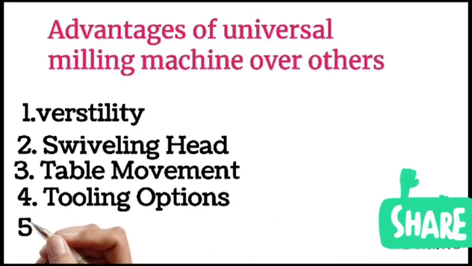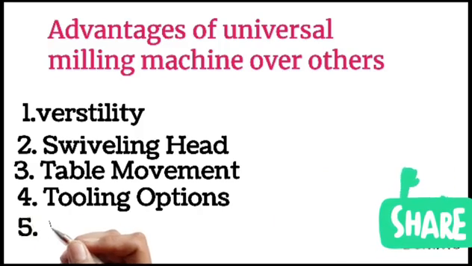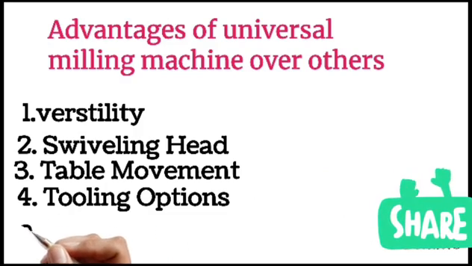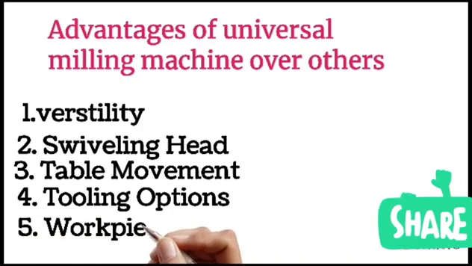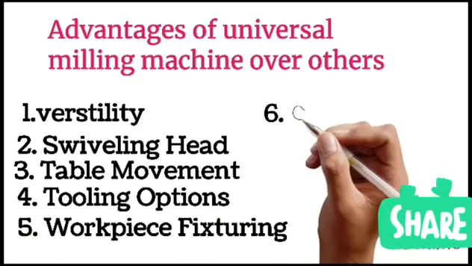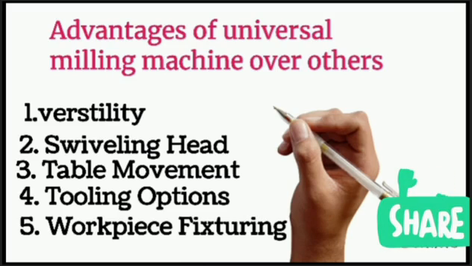4. Tooling options. Universal milling machines can accommodate a wide range of cutting tools, including end mills, face mills, and more. This tooling flexibility is essential for various machining operations. 5. Workpiece fixturing. These machines often come with adjustable workpiece fixturing options, making it easier to secure and machine irregularly shaped parts.